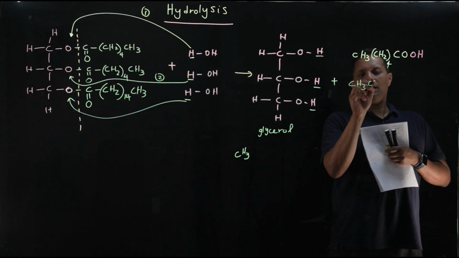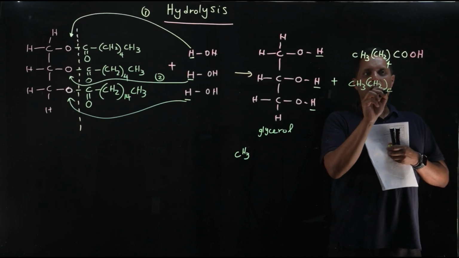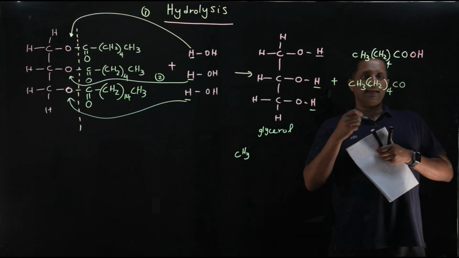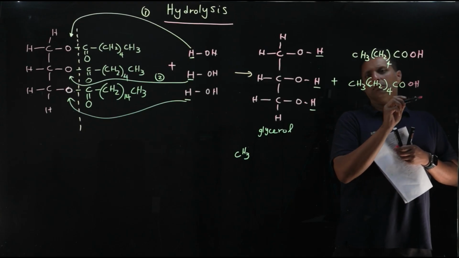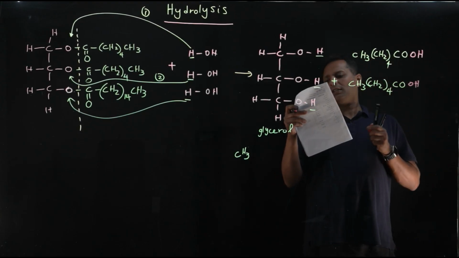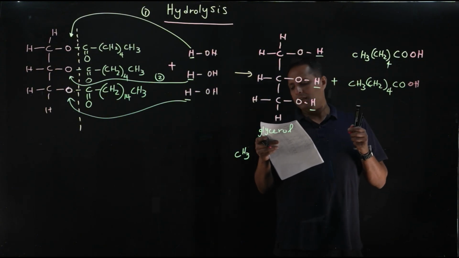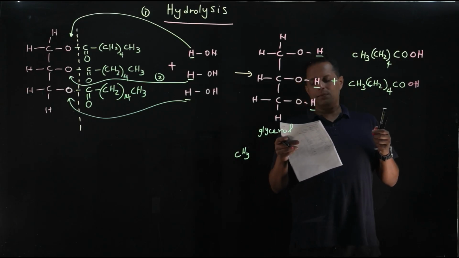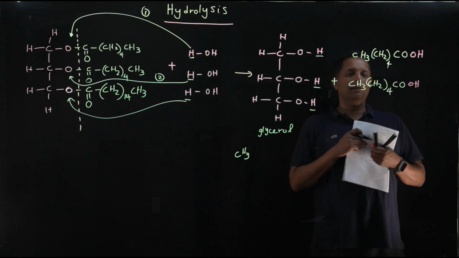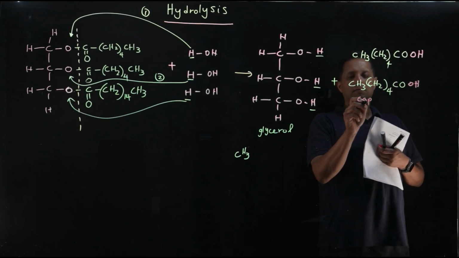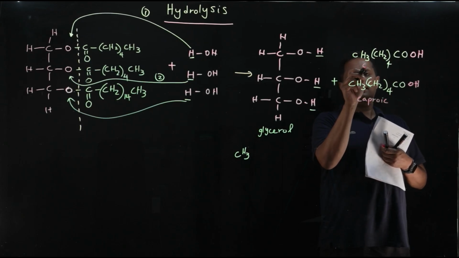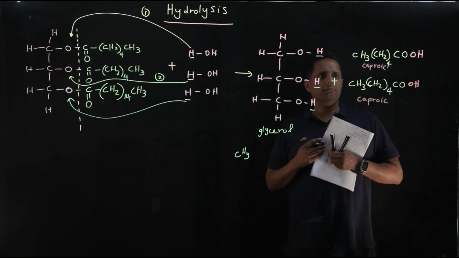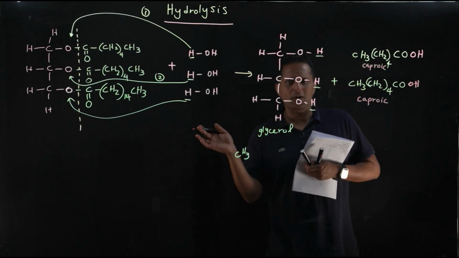CH3, CH2, 4, CO. Okay, just give me a sec. Be patient. Oh, they're the same, sir. Okay, have a look at the data booklet and identify what these fatty acids are. You will notice, CH3, CH2, 4, C double bond OH. This is caproic. Okay, caproic.